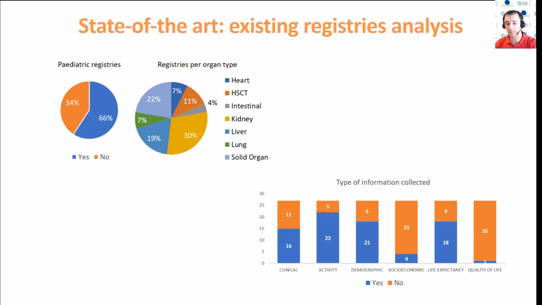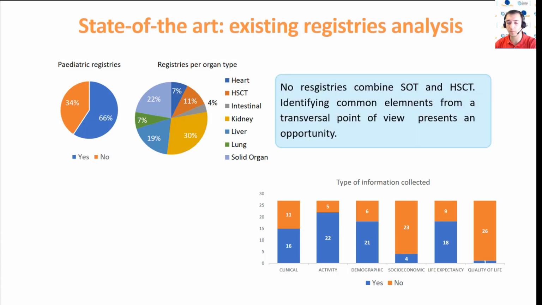The first one is that very few registries combine both solid organ transplantation and hematopoietic stem cell transplantation data. And since TransplantChild has a transversal view on the process of transplantation, this is a clear opportunity to develop a registry that integrates both types of transplantation data.